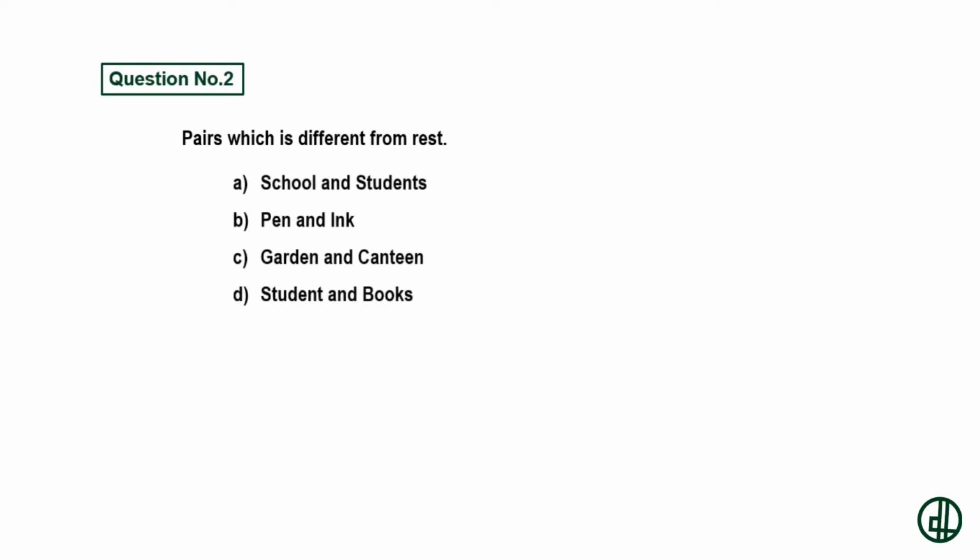Question number 2. Pairs which is different from rest. Option A, school and students. Option B, pen and ink. Option C, garden and canteen. Option D, student and books. Answer is option C, garden and canteen.